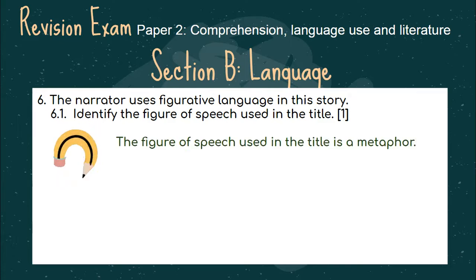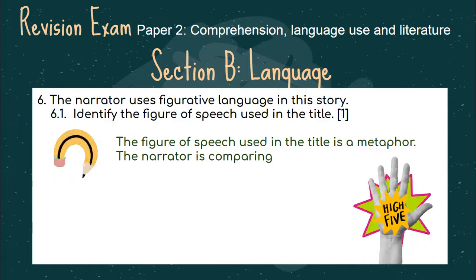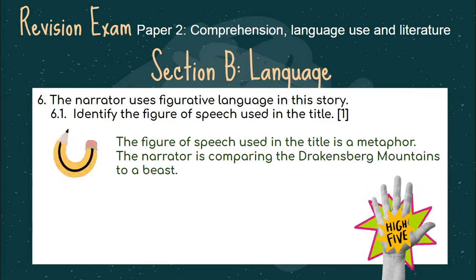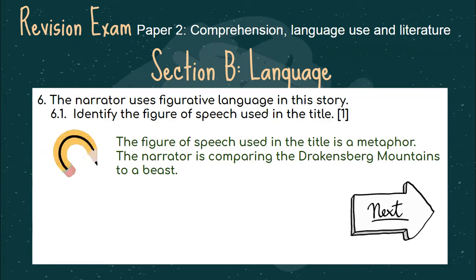All right. I saw the figure of speech used in the title is a metaphor, and I hope that most of you picked up on this because we mentioned it right at the beginning of the text. All right. So if you did, good job. You could have also worded it differently. You could have said the narrator is comparing the Drakensberg Mountains to a beast, or elaborated on it in any way. So as long as you mentioned either a metaphor or alliteration, then you can give yourself a mark for that.